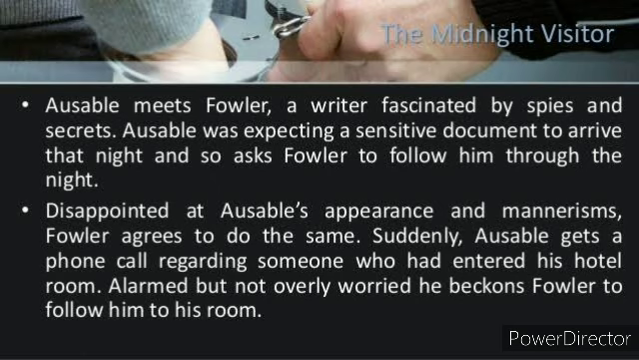Ozable meets Fowler, a writer fascinated by spies and secrets. Ozable was expecting a sensitive document to arrive that night and so asked Fowler to follow him through the night. Disappointed at Ozable's appearance and mannerisms, Fowler agrees to do the same. Suddenly, Ozable gets a phone call regarding someone who had entered his hotel room. Alarmed but not overly worried, he beckons Fowler to follow him to his room.